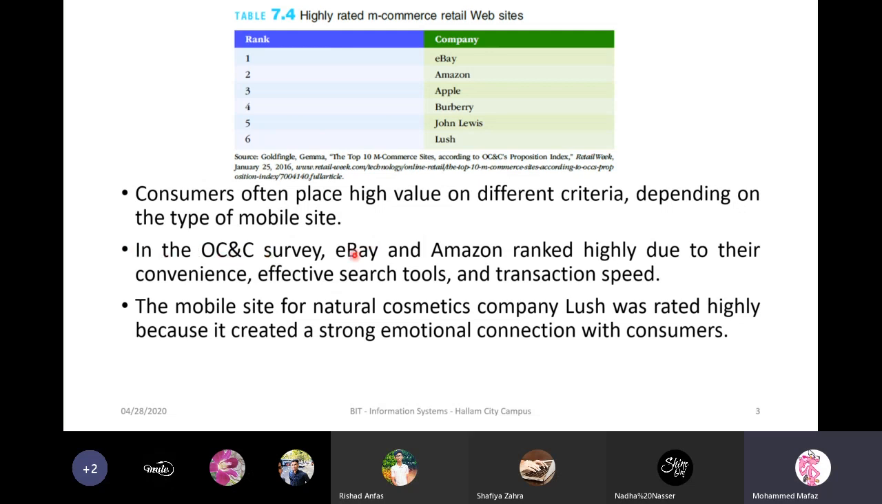So this OCNC survey: eBay and Amazon ranked highly because of their convenience, effective search tools and transaction speed.